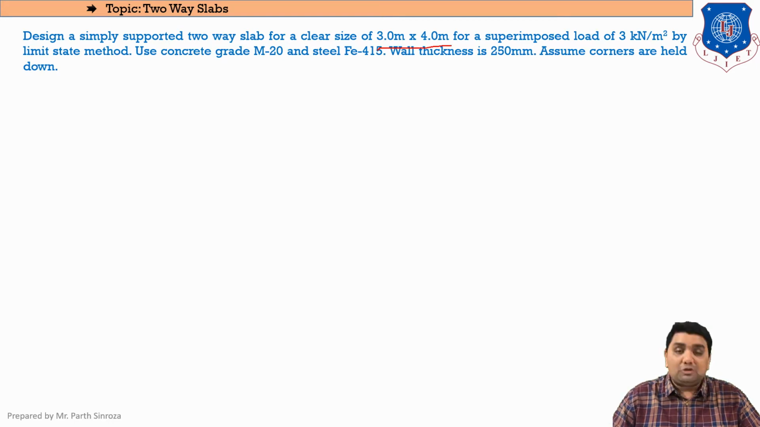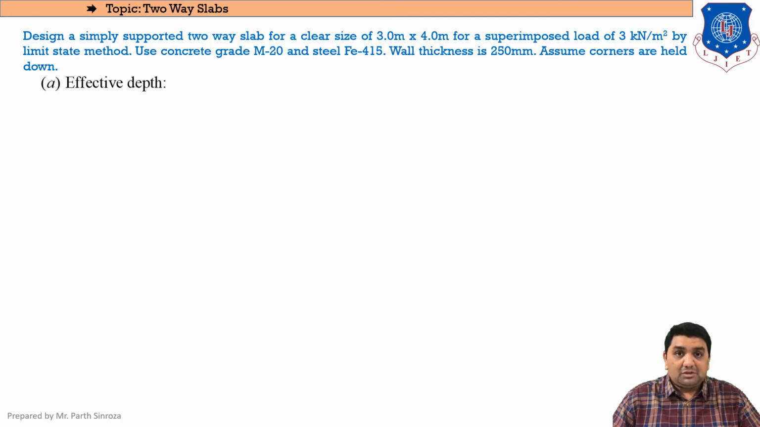as you can see here, the size of slab is prescribed as 3 meter cross 4 meter. Now keep in mind, in slabs the sizes are not prescribed as X cross Y. It can be of any axis. You just need to know the longer span and the shorter span. If it was not mentioned to design as a two-way slab, the first step would be to identify the aspect ratio, and aspect ratio will be Ly by Lx. So the first step here will be to find the effective depth.